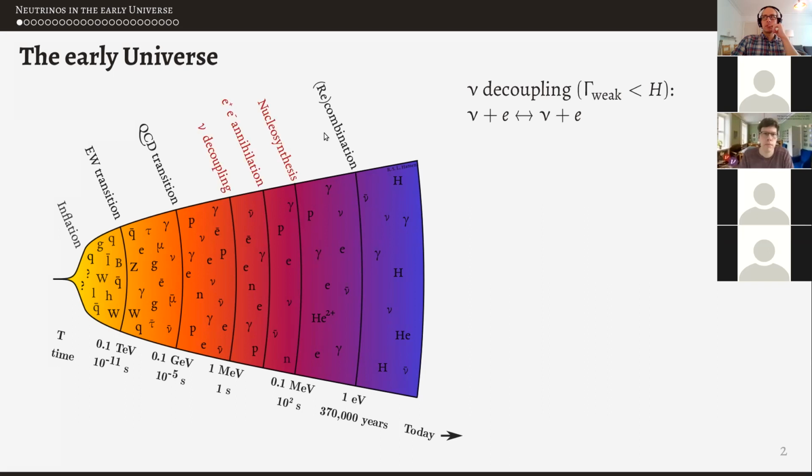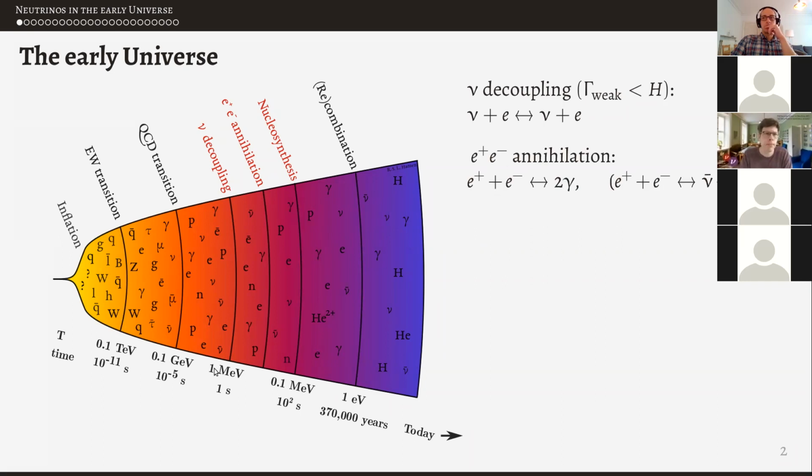But today, I'll focus on these 3 points: neutrino decoupling, electron-positron annihilation, and a little bit on nuclear synthesis. So neutrino decoupling, very briefly, takes place when the weak interaction rate becomes smaller than the Hubble expansion rate. And then reactions of this type, where neutrinos scatter on electrons, stop being efficient at keeping the neutrino coupled to the electron-photon plasma.